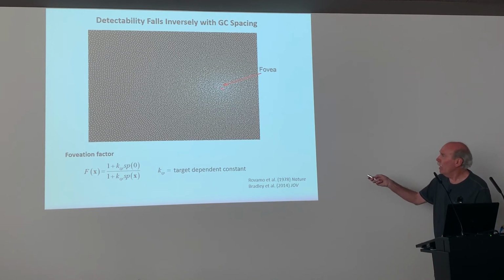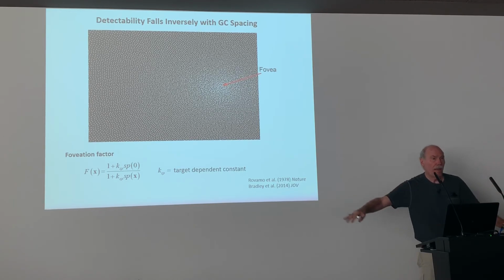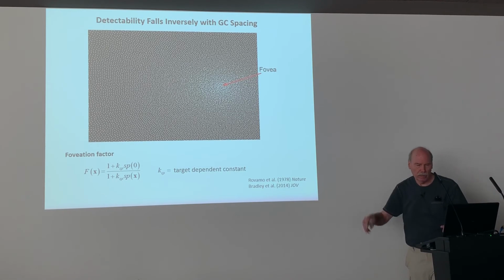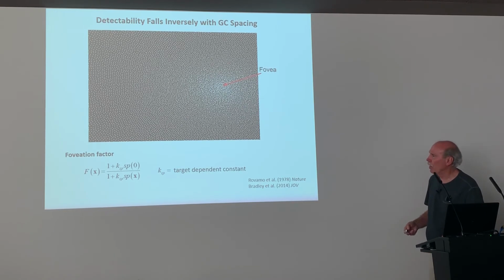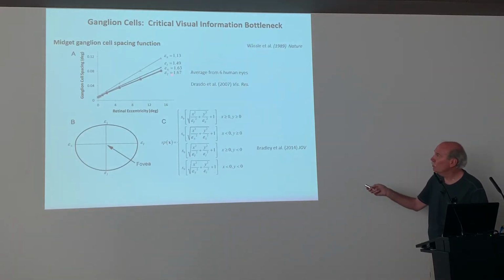But the rate at which the detectability of a target falls off has a target-dependent constant. For some targets it'll fall off rapidly, for other targets less so, depending on a bunch of properties of the target. There's a constant there that's unknown. Is this an empirical phenomenological thing, or is it derived? This is empirical. This is from anatomy, an average of 6 human eyes. It's a spacing function. SP is the spacing function, and we're only talking about the central 16 degrees. Things get a little different out here, but this is just the spacing function.